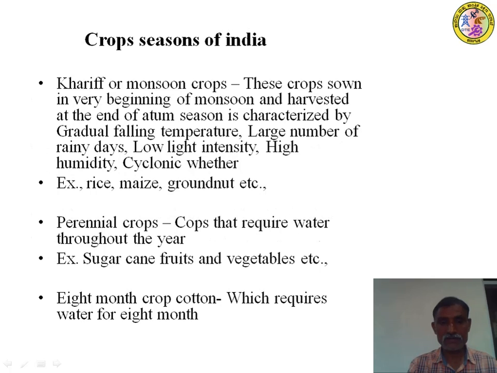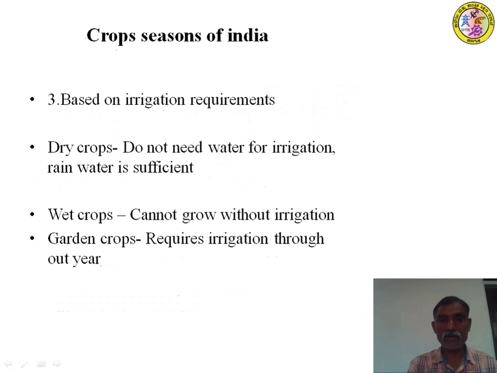The last one is 8-month crops also, which require water for 8 months. The last classification of crops is based on irrigation requirement, right? Based on irrigation requirement, the crops are dry crops, which do not need water for irrigation, rainwater is sufficient for them, right? Wet crops cannot grow without irrigation. Garden crops require irrigation throughout the year. Based on this, the crops are also classified.